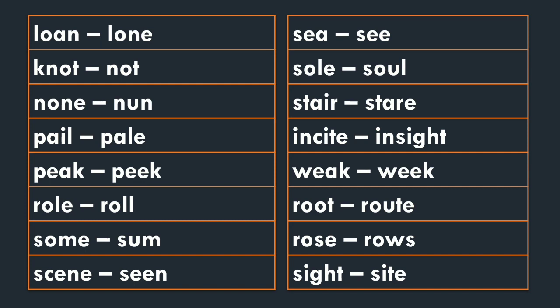Next is rose, R-O-S-E, and rows, R-O-W-S. So rose is a flower that everybody is familiar with, red rose, like that. And rows is a line of, say, cars or people who are sitting or standing at one level. Next is sight and site. S-I-G-H-T, sight, is the ability to see. And S-I-T-E, site, is the place, particularly the location where a building is or where a building will be.